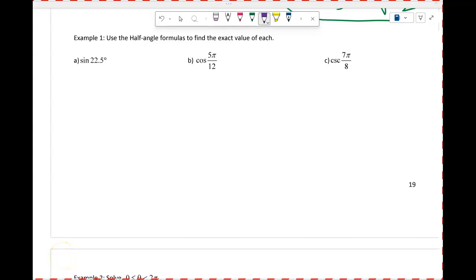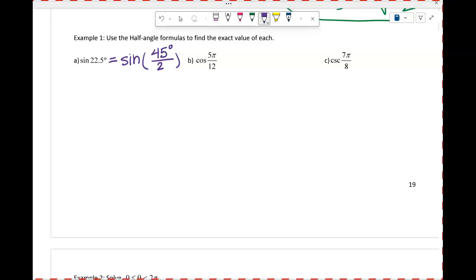Right, guys. Example 1 says use the half angle formulas to find the exact value of each. Exact value means no calculator. Now, sine of 22.5 degrees is absolutely not on the unit circle that you were asked to memorize. But I can take some angle and divide it by 2. So what angle, when we divide by 2, equals 22.5? I hope you said 45 degrees.